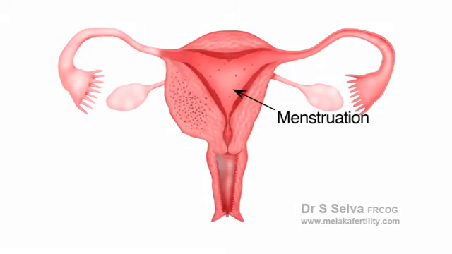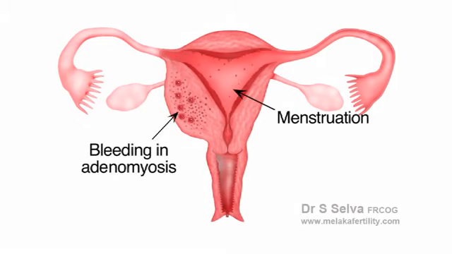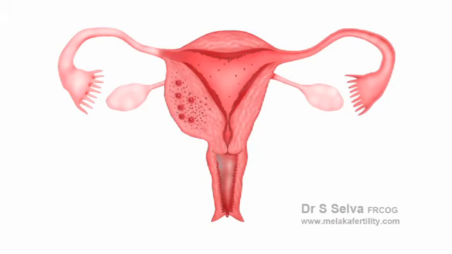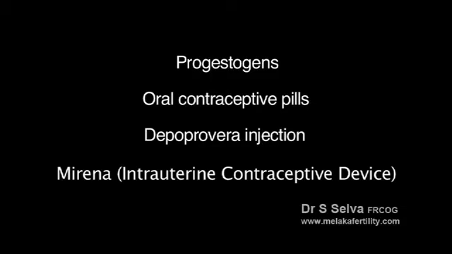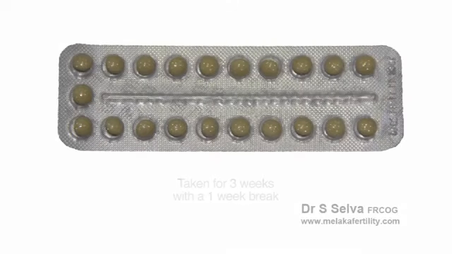When menstruation occurs, there is bleeding in the adenomyosis. So one of the strategies to reduce pain and heavy menses is to reduce menstrual bleeding. Menstrual bleeding can be reduced with synthetic progesterone called progestogens, oral contraceptive pills taken continuously or cyclically, Depo-Provera injection, or Mirena. Oral contraceptive pills are usually taken for 3 weeks with a 1-week break to induce menstruation.